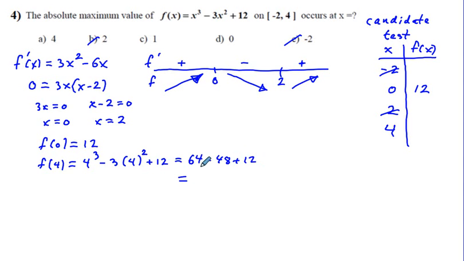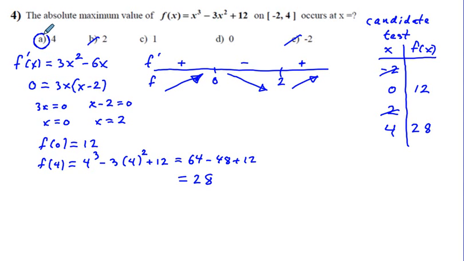And what we get here is 64 minus 48 is going to be 16 plus 12 is 28. So 28 is our output value, meaning that we achieve our absolute maximum where x equals 4.